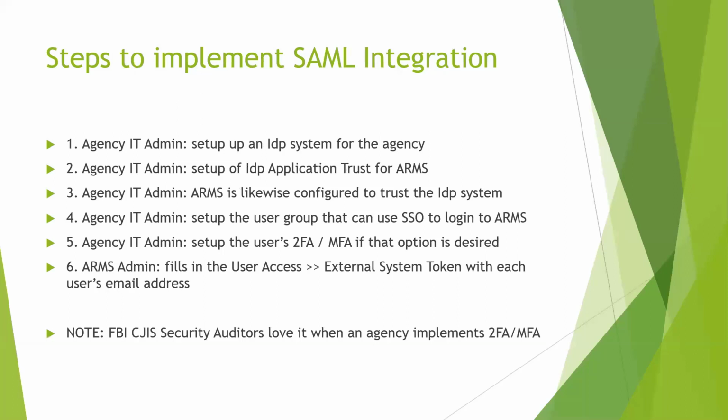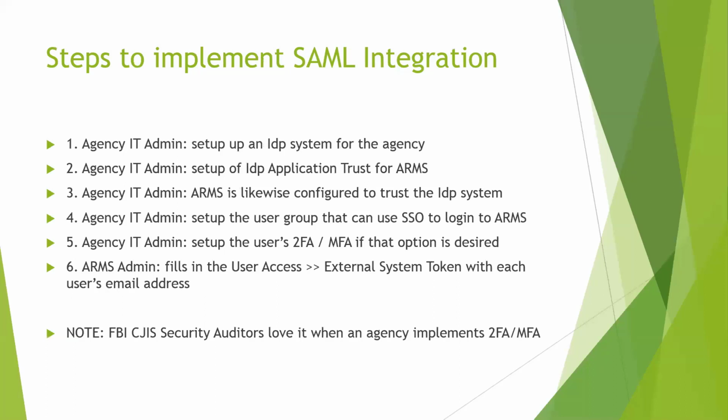The IDP can be told, don't trust the brown leather basketball, just the red, white, and blue that the Globetrotters use. Only allow login attempts from that. That's the equivalent of setting up the application trust for the ARMS system. That is something inside of the IDP management console that your agency IT admin does. The agency IT admin will also work with our team to apply configurations to the ARMS system so that it knows which IDP it should send these login requests to.